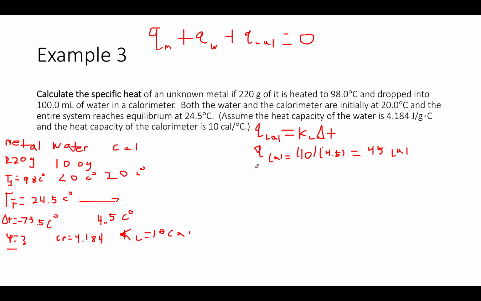Heat of the water, mCp, specific heat, delta T. This is all just plugging in now. The mass of the water, 100 grams. Specific heat, 4.184. Delta T, same as the calorimeter, 4.5. So we get the heat of the water.